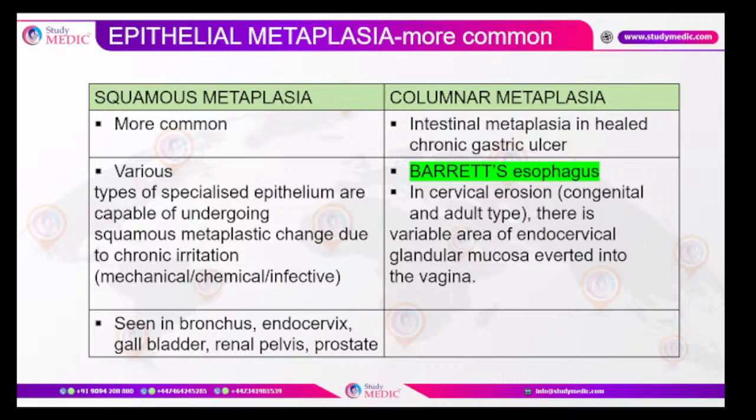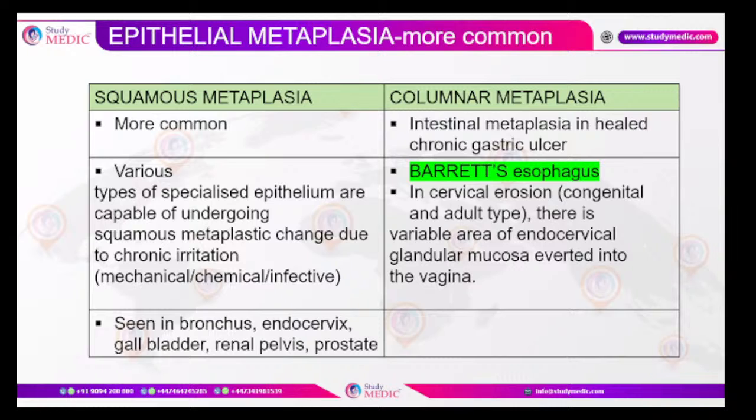Squamous metaplasia happens whenever there is a wide variety of irritants, which could be mechanical, chemical, or infective irritants. For example, it can be seen in the bronchus. Normally the bronchus is lined by the pseudostratified columnar epithelium, so that is getting changed into squamous. Then the endocervix, normally it is lined with the simple columnar epithelium. Then the renal pelvis normally has the transitional epithelium. So all of these are getting transformed into the squamous epithelium type because of some kind of trigger.